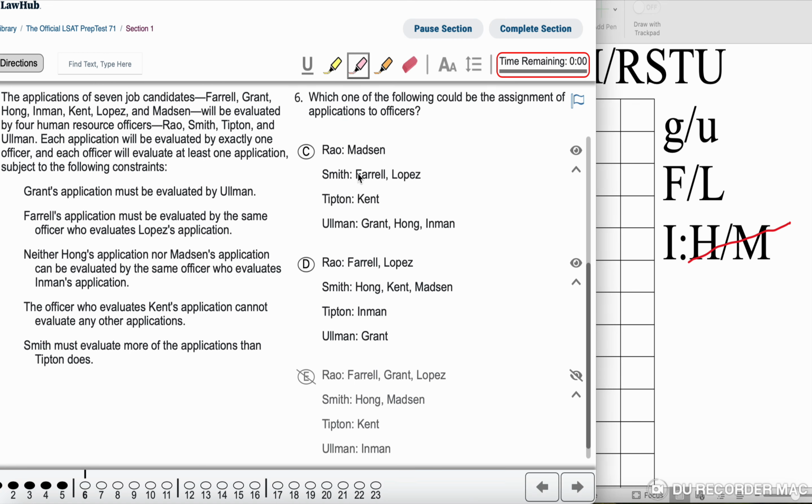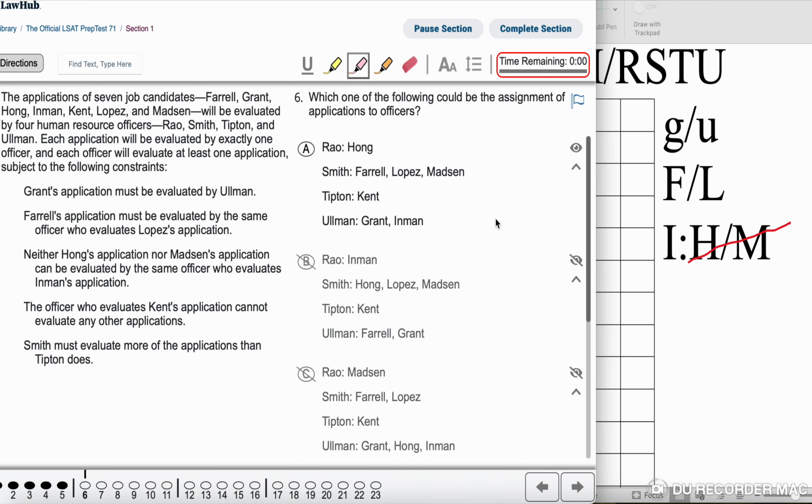Now, while it's crossed out, let me see if I can look for it real quickly. So H and M. Alright, so H and M right here. And C, it is being evaluated, so let's remove C. So right now we're left with 2 options. Let's see if these 2 help out.